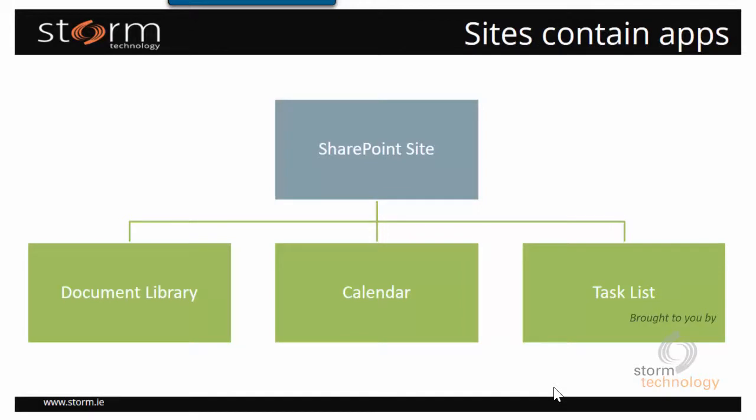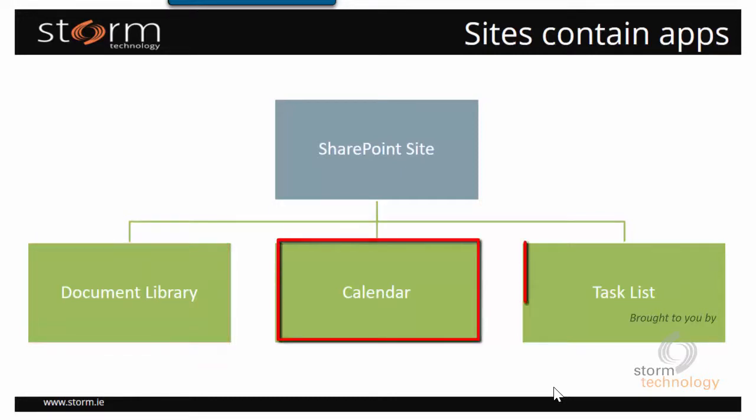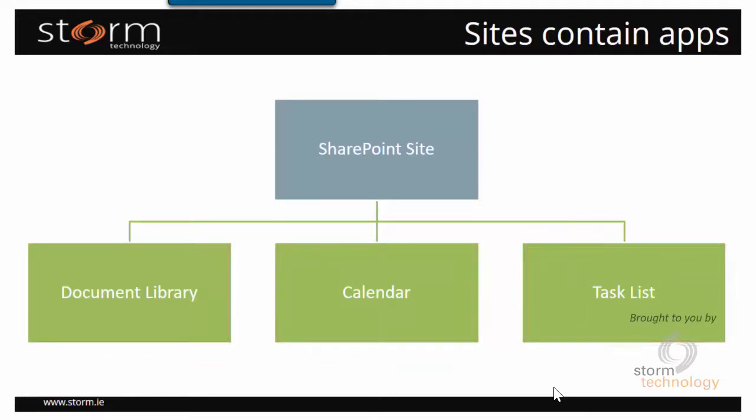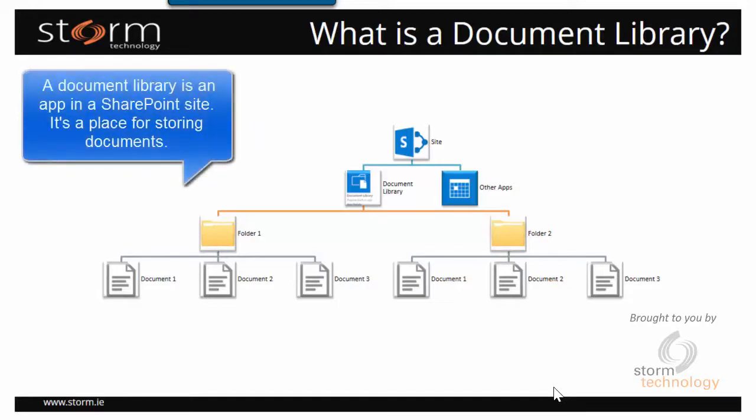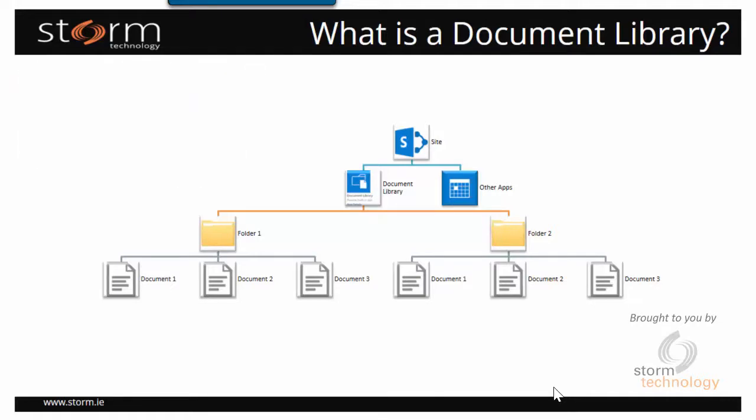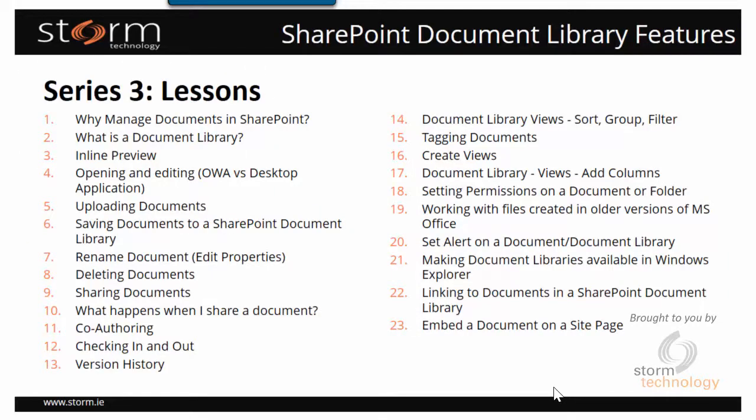So, as we stated earlier, sites contain apps. Examples of those apps are a document library, a calendar, task list, discussion forum, and so on. So what is a document library? A document library is one of those apps in a SharePoint site, and it's a place for storing documents. In the next lesson, we'll start to look inside a document library and see how those features work.